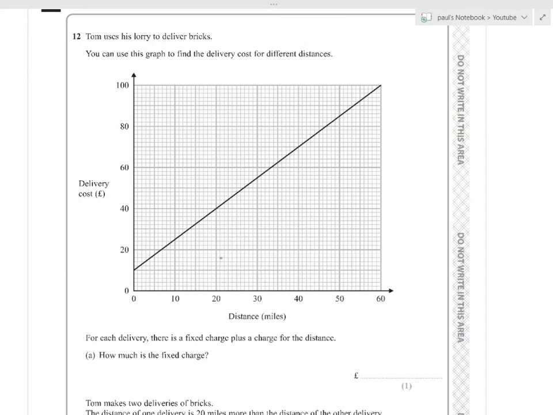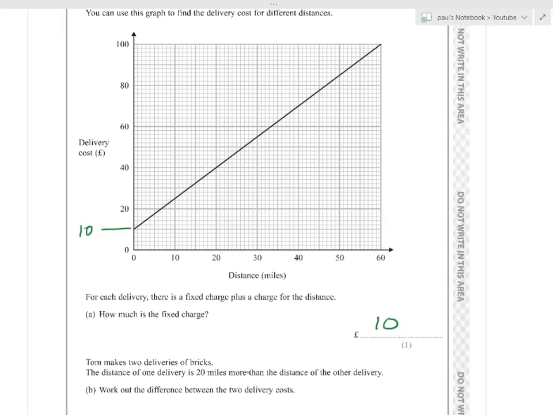Tom uses his lorry to deliver bricks. He used the graph to find out the delivery costs for 4 different distances. For each delivery there is a fixed charge plus a charge per mile. How much is the fixed charge? The fixed charge is that much, so that's £10. Tom makes 2 deliveries. The distance of one is 20 miles more than the distance of the other. Work out the difference between. All right.